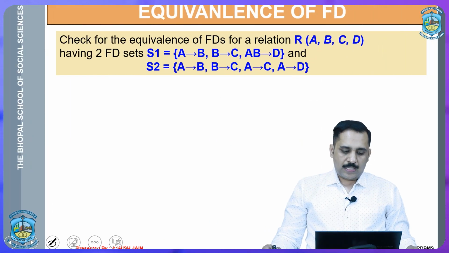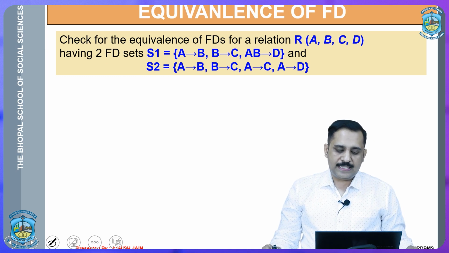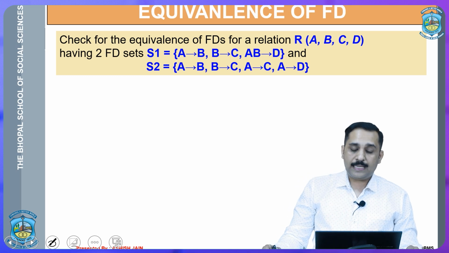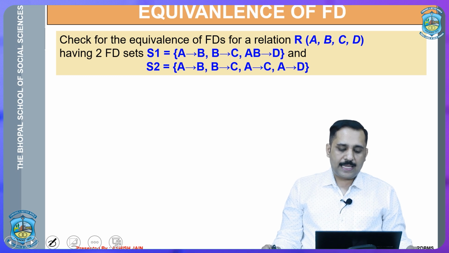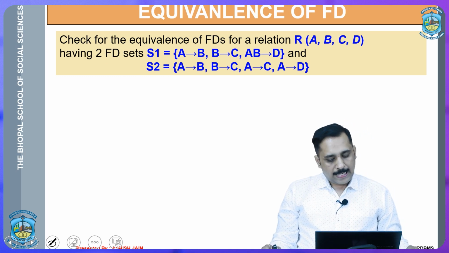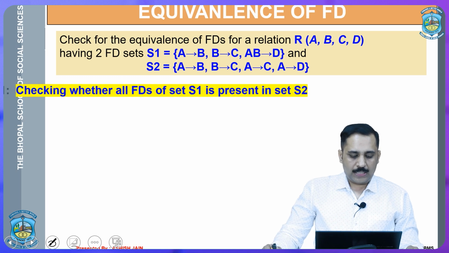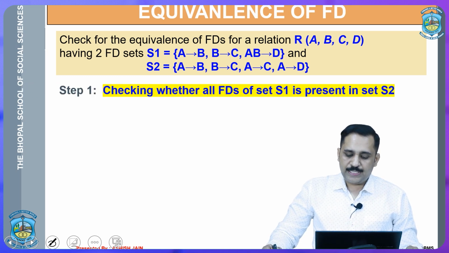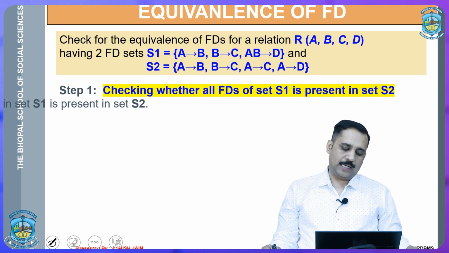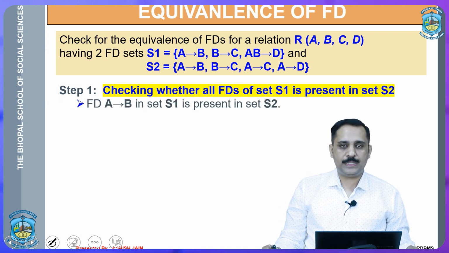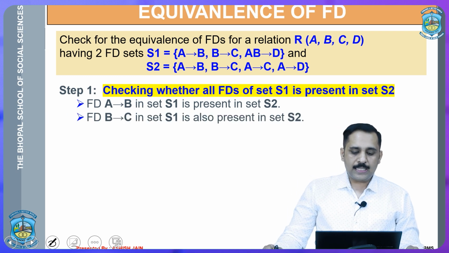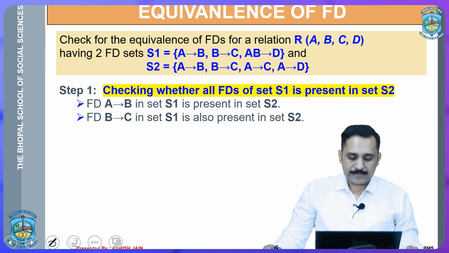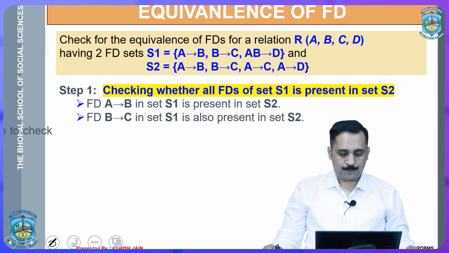Let us take an example. We have two sets of FDs. First S1, which says that the FDs are A tends to B, B tends to C, AB tends to D. And second S2, which has the functional dependencies A tends to B, B tends to C, A tends to C and A tends to D. First step, we will check whether all the FDs of set S1 are present in set S2. We have A tends to B in S1. It is also present in S2. We can clearly see that. Second, B tends to C in set 1 is also present in set 2.